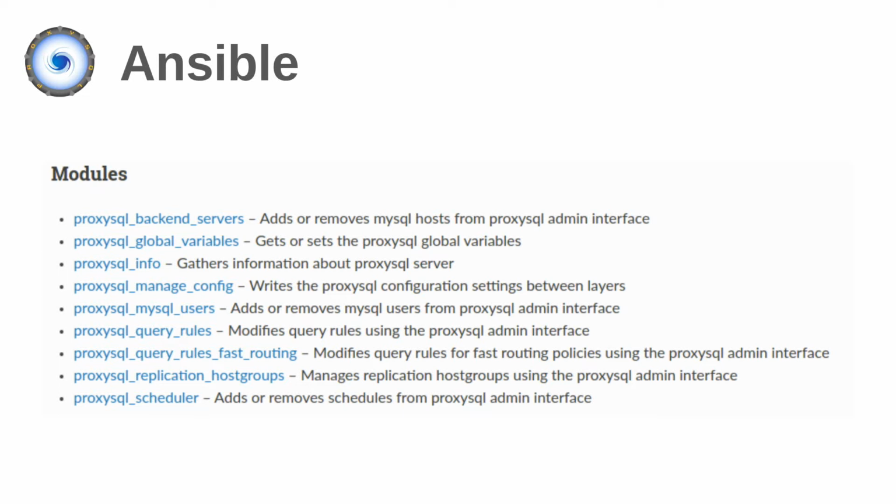The fact that there are so many modules is basically evidence of how many parts of ProxySQL you can configure through Ansible. But at the same time, it also tells you that ProxySQL is extremely configurable. So you have the backend server, that is to add and remove servers, global variables, info, manage config, user, query rules, and so on. So basically, it has a lot of modules to configure the various parts of ProxySQL.